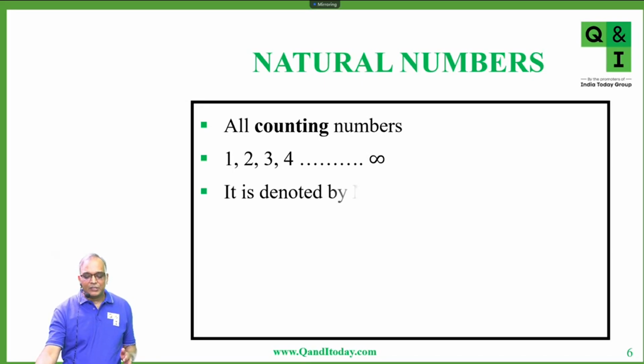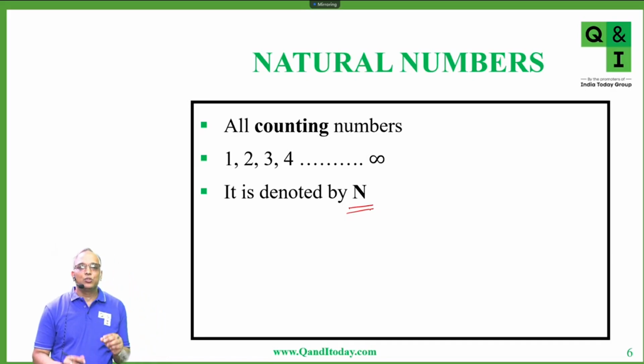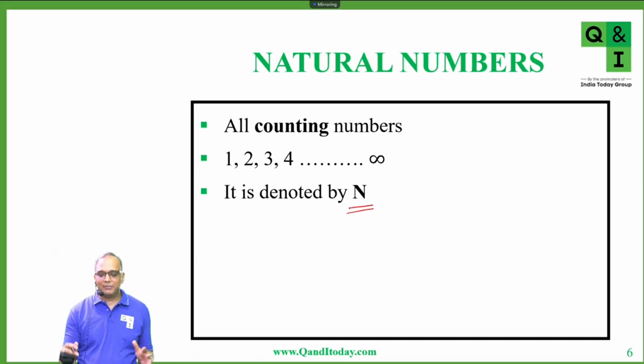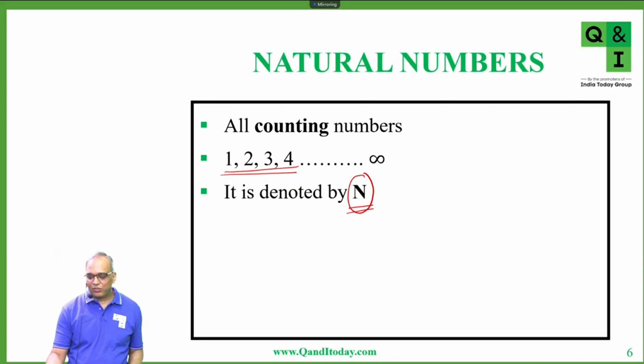Okay. And how do you denote a natural number? By the capital letter N. So this set of natural numbers is represented by capital letter N, and these are all counting numbers starting from 1 to infinity. Okay. So this is about natural numbers.